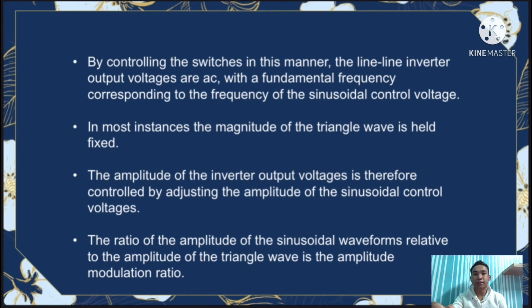In most instances, the magnitude of the triangle wave is held fixed. The amplitude of the inverter output voltage is therefore controlled by adjusting the amplitude of the sinusoidal control voltage. The ratio of the amplitude of the sinusoidal waveform relative to the amplitude of the triangle wave is the amplitude modulation ratio.